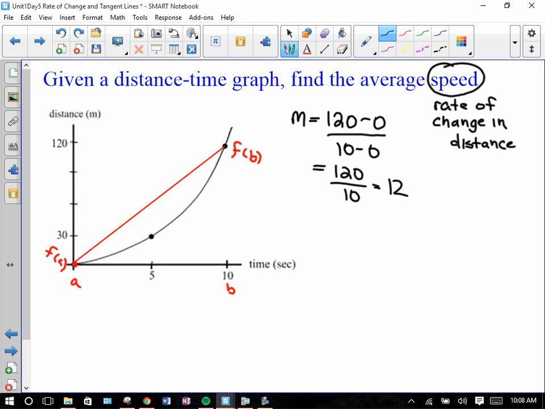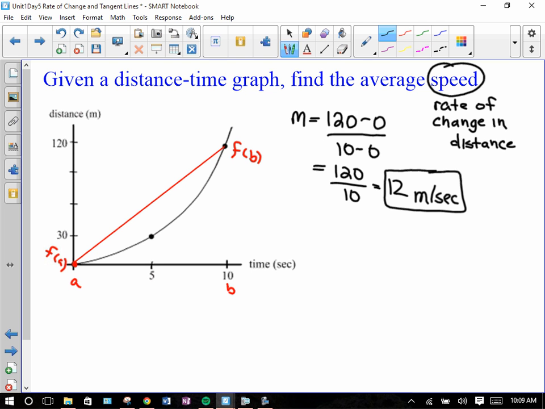And what we need to make sure we do here is put our units. Because our average speed is not just 12, right? 12 what? Miles per hour? Miles per second? What would our speed be? Meters, right? So it's 12 meters per second. All right? So that's our average speed of this function, right?